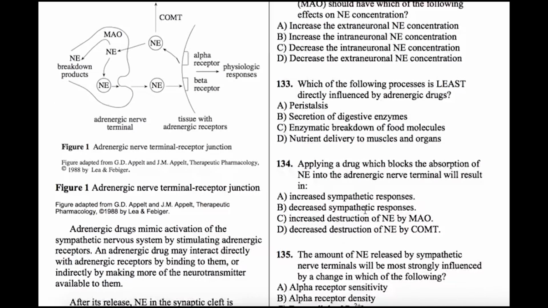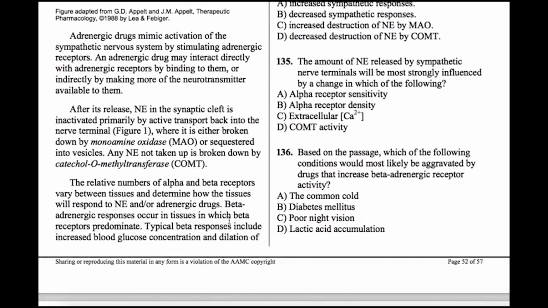And we know that both of those, the passage didn't have to say that for us to know, because we know that norepinephrine is a sympathetic neurotransmitter, and these are very typical sympathetic responses, right? Increased blood glucose, dilation of vessels, stuff like that, fight or flight.